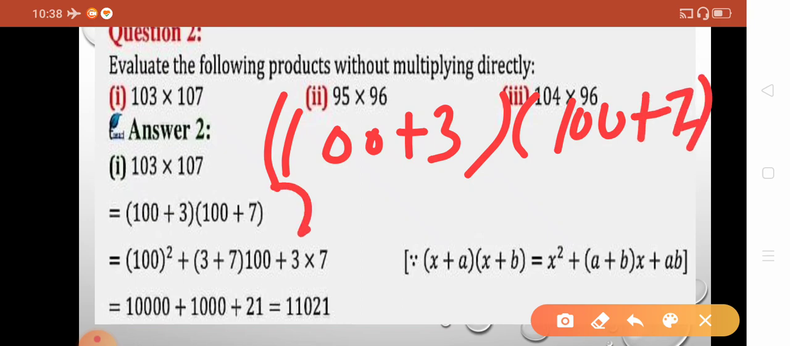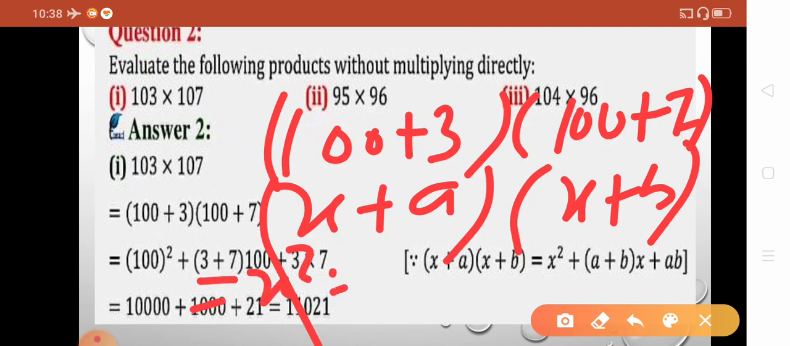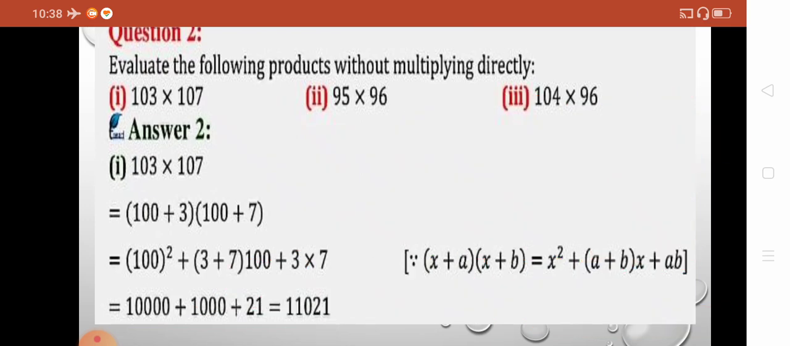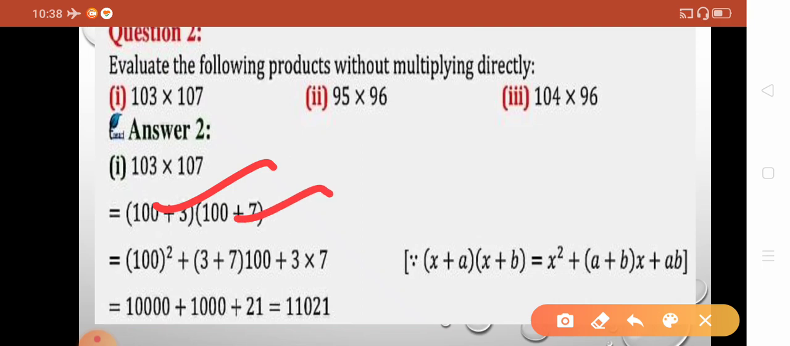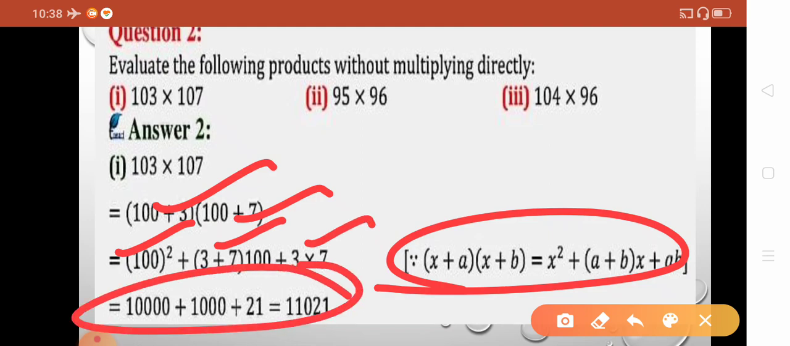So this can be written as (x + a)(x + b). So the formula is x² + (a + b)x + ab. We will use this identity to open the expression. So for (x + 3)(x + 7), we will use the formula x² + (a + b)x + ab, and the answer comes out to be this.